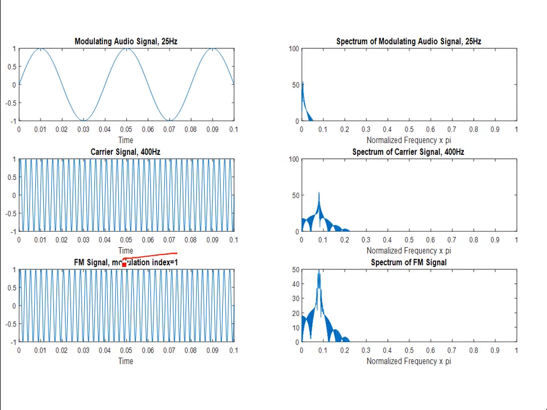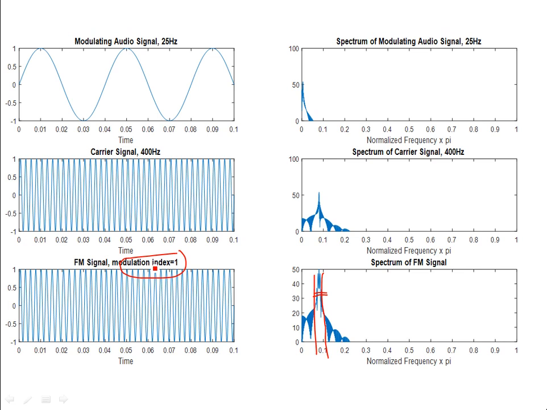Now this is 10 times what we had previously, and you can see that the spectrum again looks narrowband. This is the band of frequency that is taken up by the FM signal. You keep on increasing the deviation, and as you do, the resultant band increases. The spectrum of the FM signal becomes broadband.